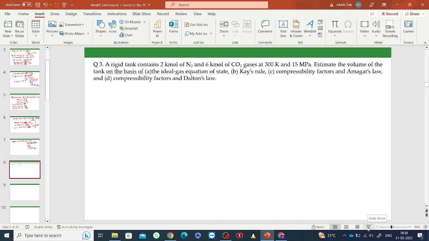Here we will analyze a mixture of gases based on the ideal gas equation of state, Kay's rule, and Amagat's and Dalton's law applied along with compressibility. I hope that in the theory classes Kay's rule, Amagat's law and Dalton's law have already been discussed, and the ideal gas equation of state has been discussed for a very long time. So let us start with the application of these.